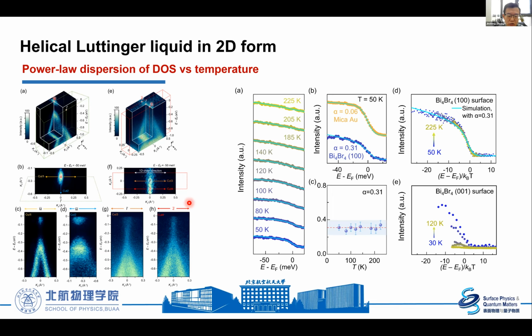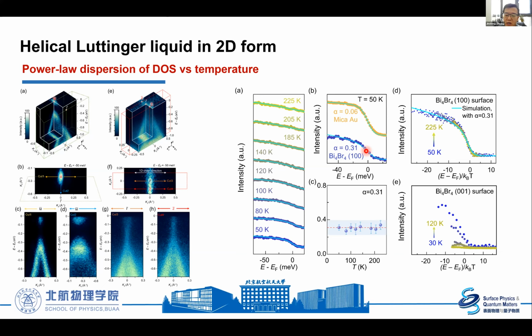As for the Luttinger liquid, there are two main features. The first one is a power law dispersion with density of states. The other one is the spin charge separation. Thus we performed the temperature dependent ARPES measurement and used the formula to do the fitting of the EDC curves. We also did the fitting of the EDC curves of a typical Fermi liquid material, gold. The fitting result shows the exponent is close to zero, which agrees well with Fermi liquid behavior. And for our bismuth bromide case, the alpha value is around 0.3, indicating the electron interaction happens in this material.